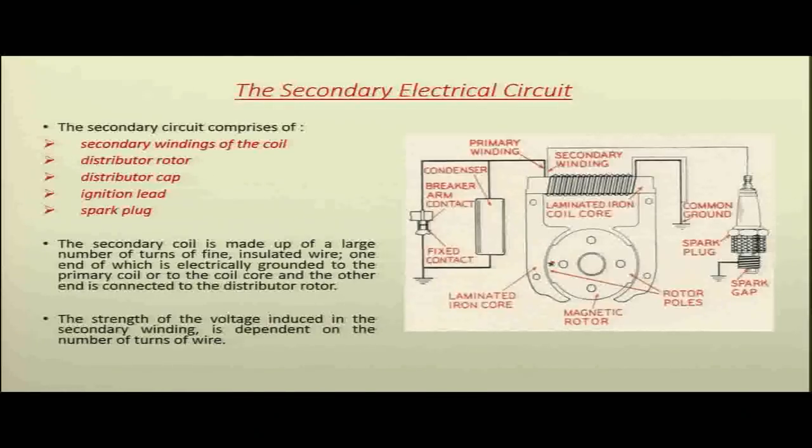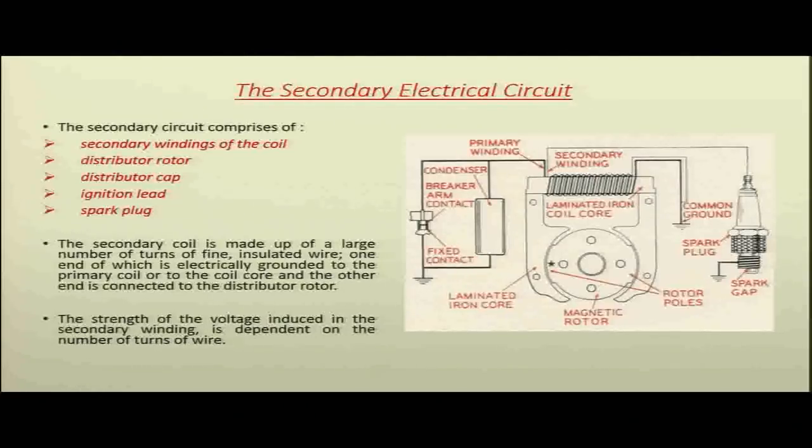You see here in the figure the secondary windings of the coil, the distributor rotor and distributor cap, then the ignition lead and the spark plugs. You can see here the spark plug and the ignition leads. The secondary coil is made up of a large number of turns of fine insulated wire.